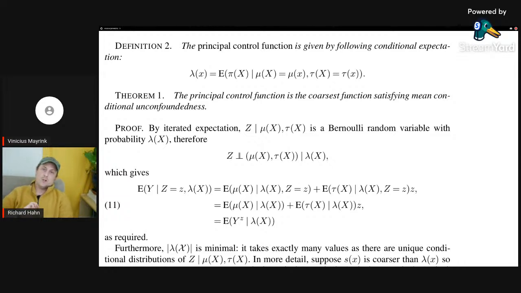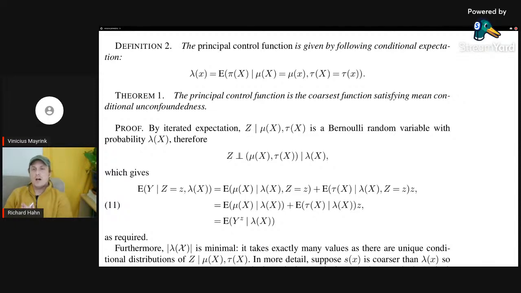So assume that you know the function mu of x and tau of x and pi of x, okay? If in practice you knew all of those things, you would obviously be done because you could read the treatment effect directly off of tau, okay? But conceptually speaking, it turns out to be very useful to think about this particular expectation.